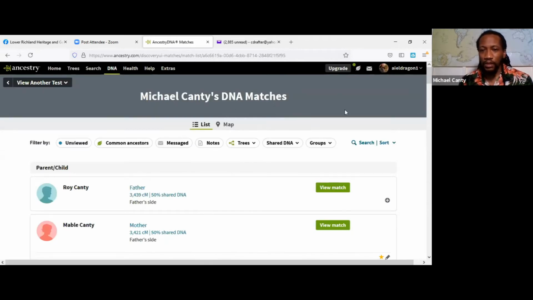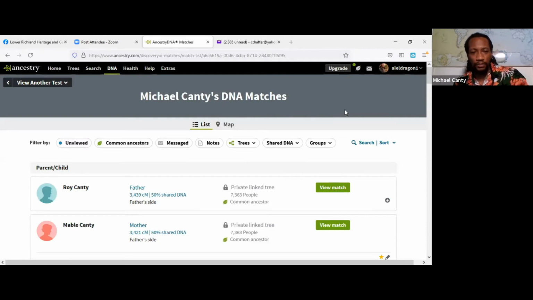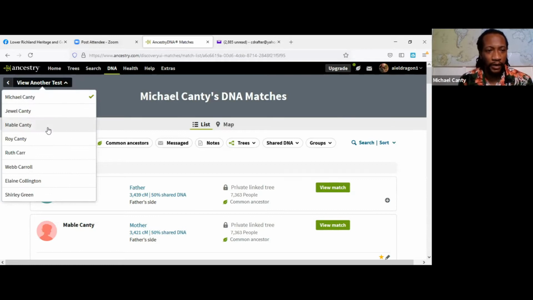Okay. So another update that Ancestry has done with their searches is at the top there, right underneath my title, you see unviewed, common ancestors, messaged, notes, trees, shared DNA, groups. All those are filters that you can use to segregate and minimize certain people and bring some people to the front if you're looking for something. So I don't use mine, I use my parents since their DNA is a little stronger than mine is. Obviously I'm their child, so I try to use my parents whenever possible.